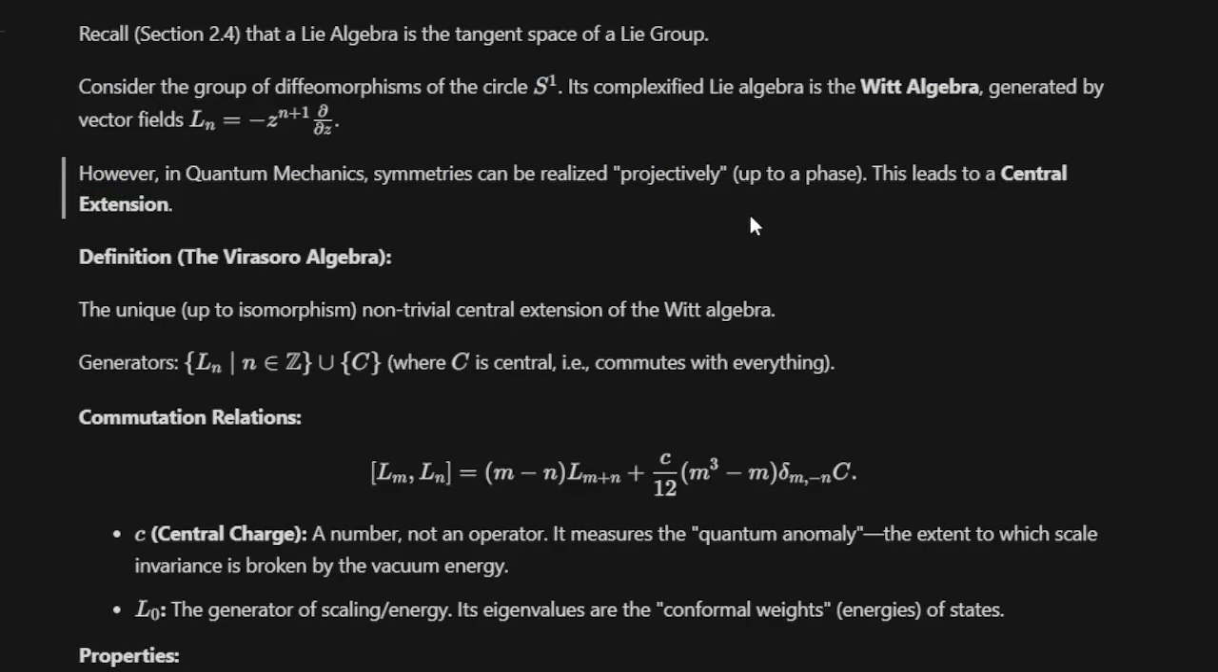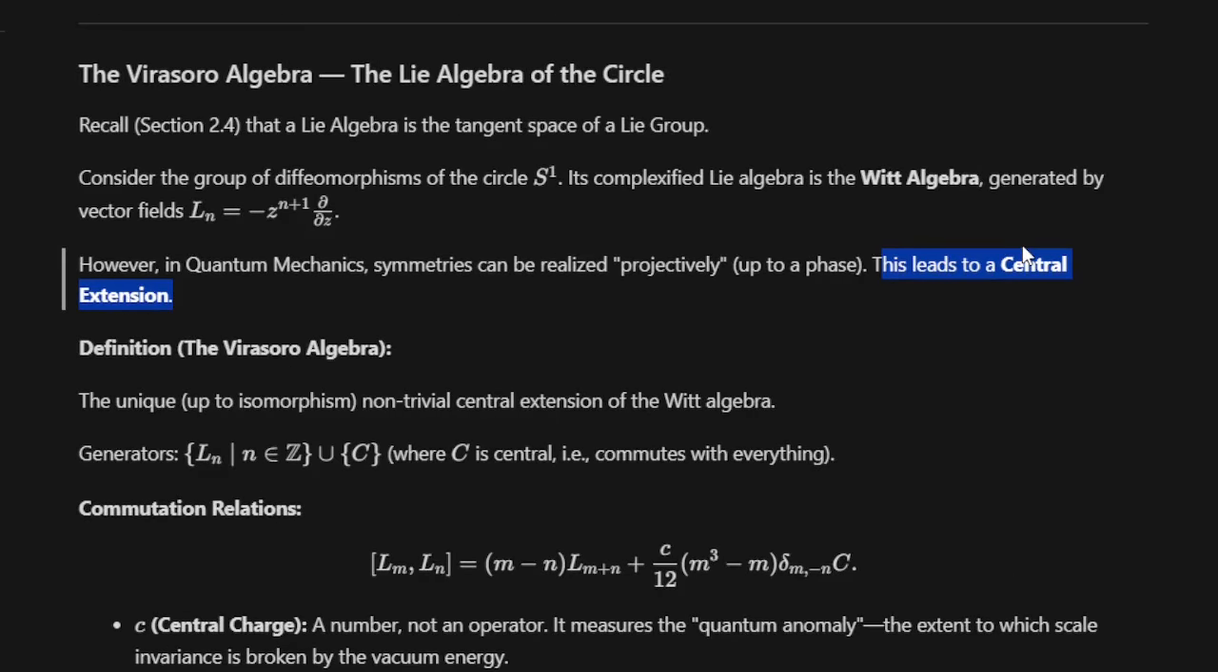You can think about it like a sine curve, right? If I shift it by some phase, 2 pi or 4 pi or whatever, the symmetries can still be realized. And so that creates something called the central extension. Okay? So, again, we consider diffeomorphisms on a circle. We complexify the Lie algebra, and it's called the Witt algebra, and we generate it with vector fields as such. Okay?